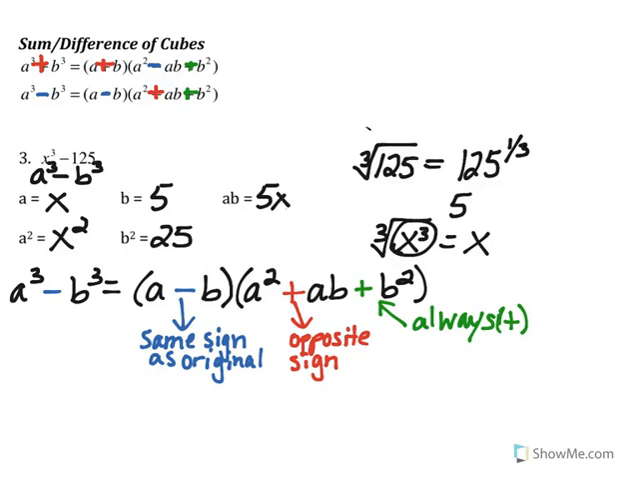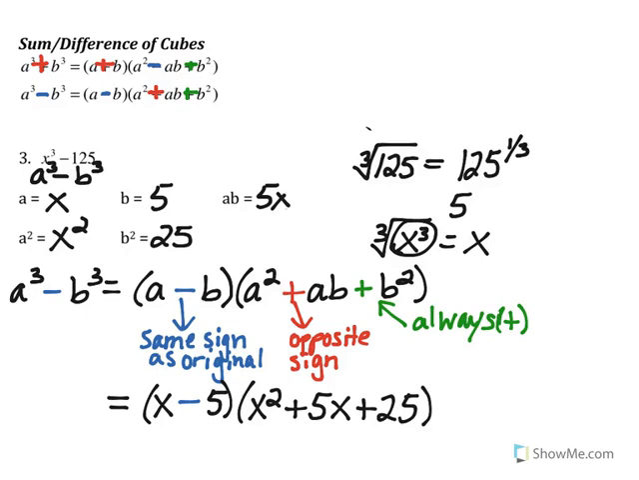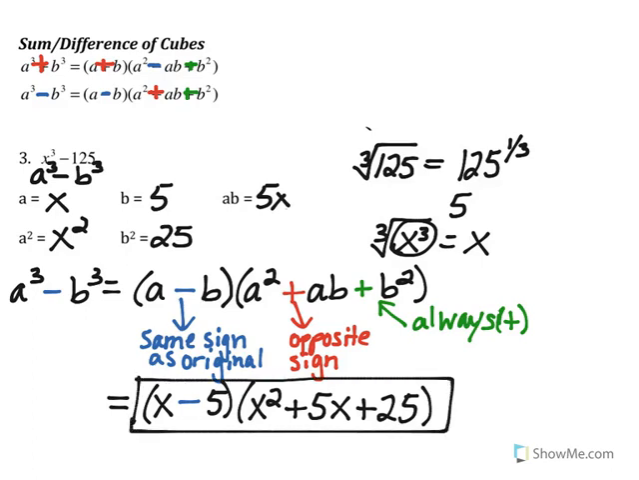Alright, so when we fill into the formula, it's just going to equal x minus 5, because it's the subtraction formula, times x squared plus 5x plus 25. Now you're going to be tempted to want to factor this further, but this formula factors the polynomial completely. So unless you had a GCF to start with, you're good. This is the final answer. That trinomial, although it looks factorable, is not.